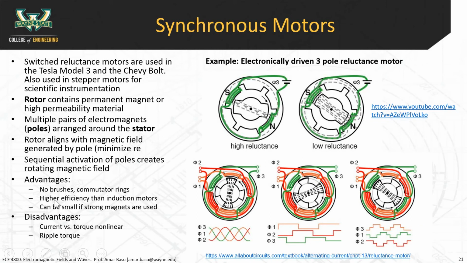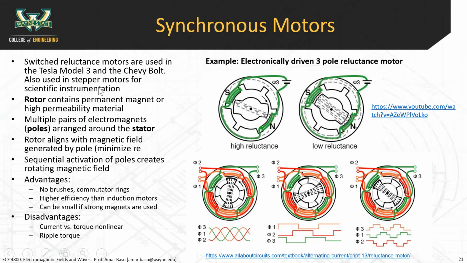All right, so the advantages of these types of motors is there are no brushes or commutator rings. These are higher efficiency than the induction motors that are used in the Tesla Model X and Model S. But the disadvantage is that the current versus torque is nonlinear, and you get a little bit of ripple in the torque, meaning a non-uniform torque. Because these are higher efficiency than the induction motors, this is one of the reasons they are used in the Tesla Model 3 and the Chevy Bolt. Another is that if designed the right way, these can be simpler and lower cost than the induction motors.